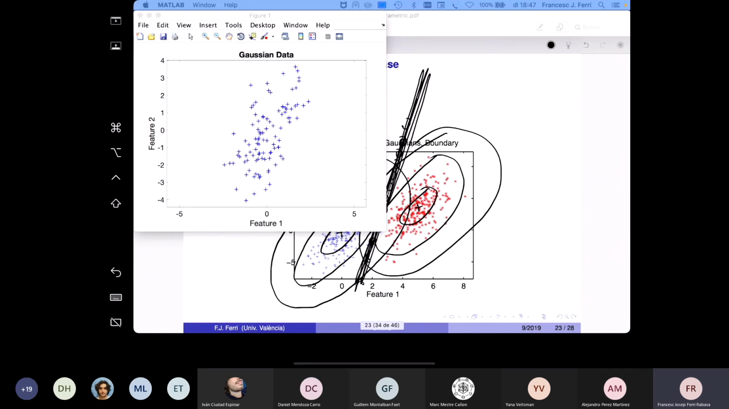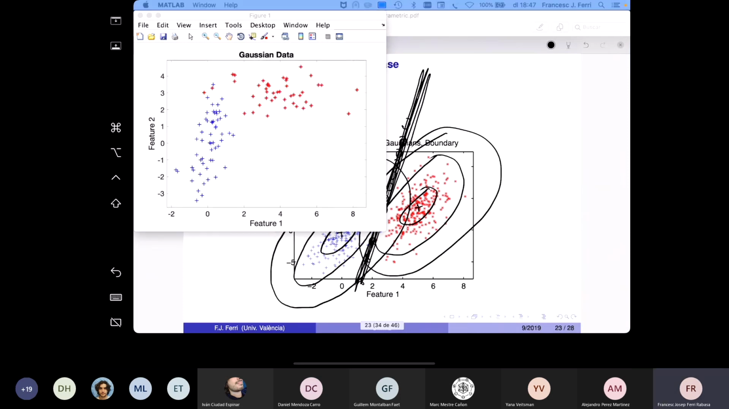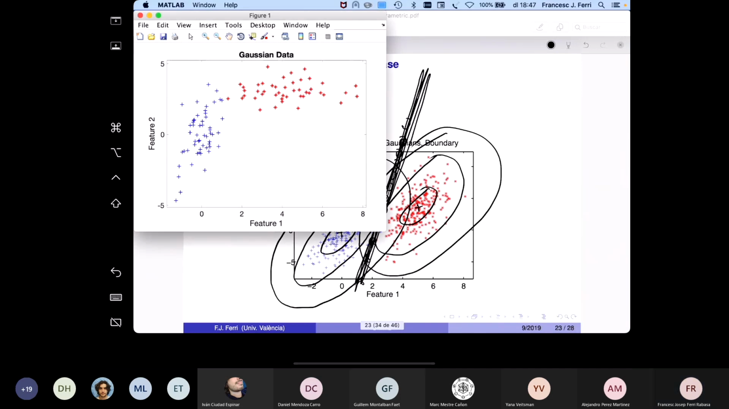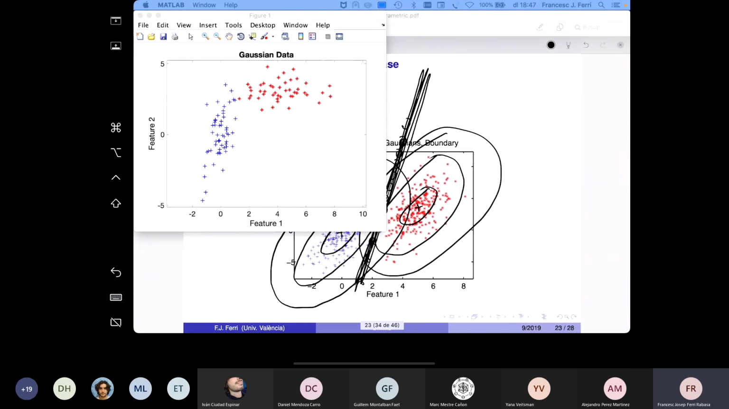Okay, we can also generate data corresponding to two Gaussians, like this. Let's show things properly. Okay, much better. So now we have one of the classes, the red one. None of them are uncorrelated. One of these has positive correlation and the other one has negative correlation. But anyway, there are just two Gaussians.